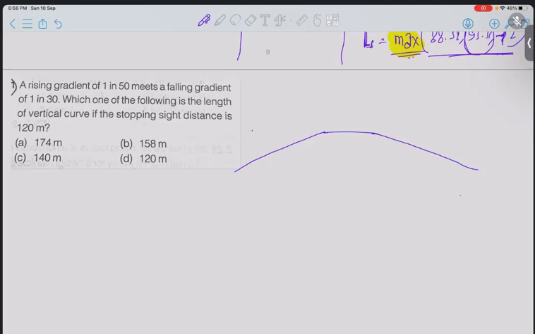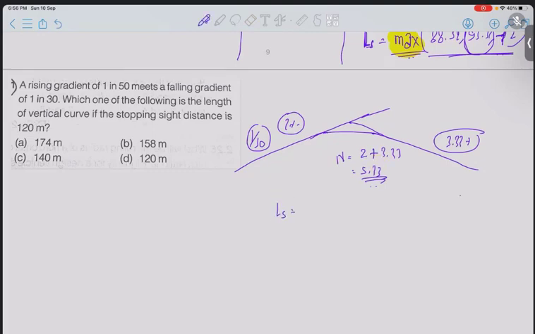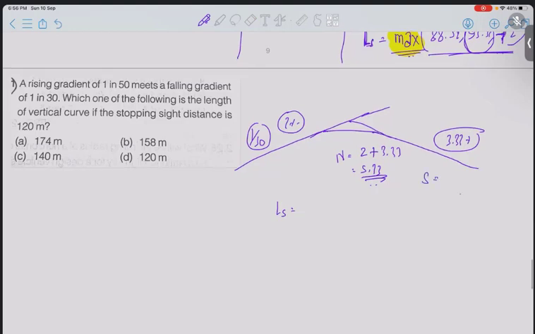So we have a rising gradient 1 in 50, that is 2%, and falling gradient 1 in 30, that is 3.33%. This is a summit curve with a bump. So the net gradient change N is 2 plus 3.33, that is 5.33. And just revision of the formula. This is just another formula based question. We have to calculate the length of the curve when we have been given the SSD, that is 120 meter. Let's assume first L is less than S.